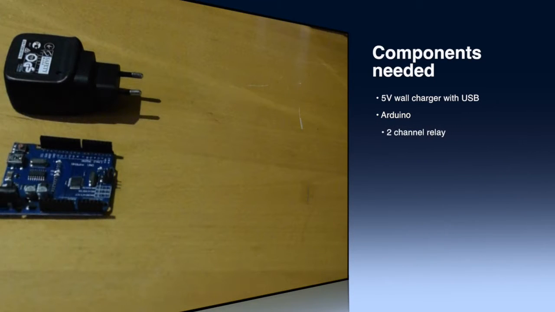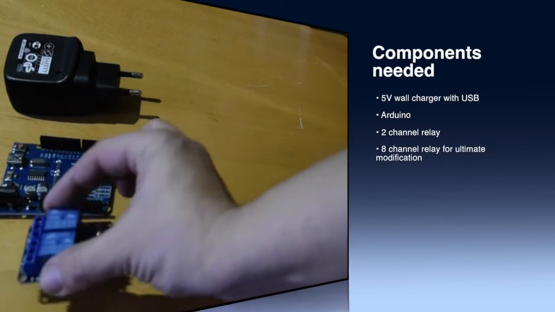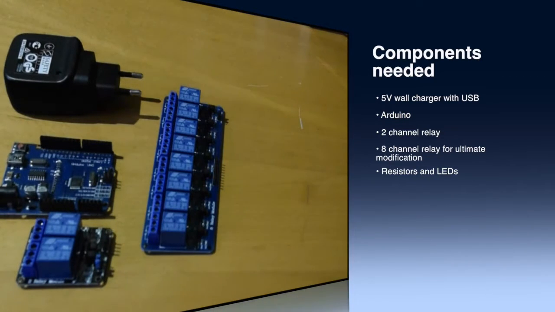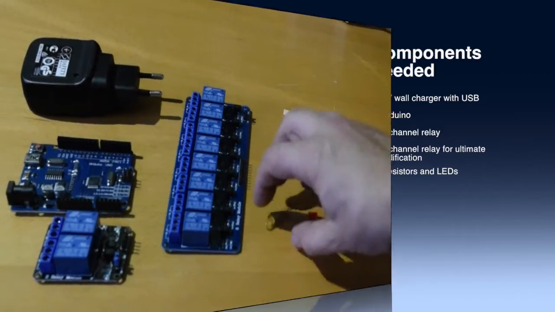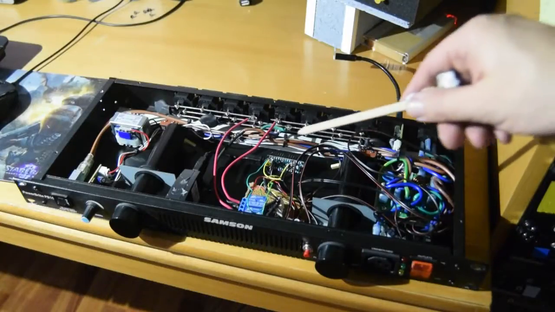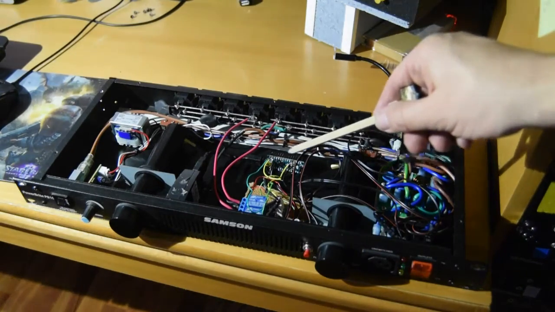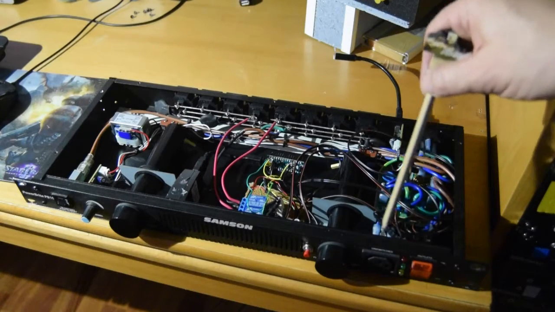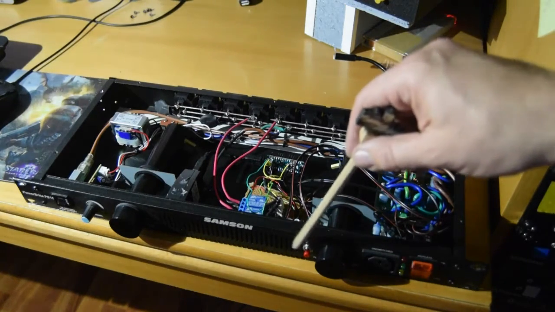I used an old phone 5-volt power charger with USB, an Arduino microcontroller, a 2-channel relay (you can also use an 8-channel for the ultimate mode), a couple of resistors, LEDs, a switch and a USB cable to power the Arduino. Here is the inside look at my upgraded power distributor: Arduino, relay, LEDs, main switch.